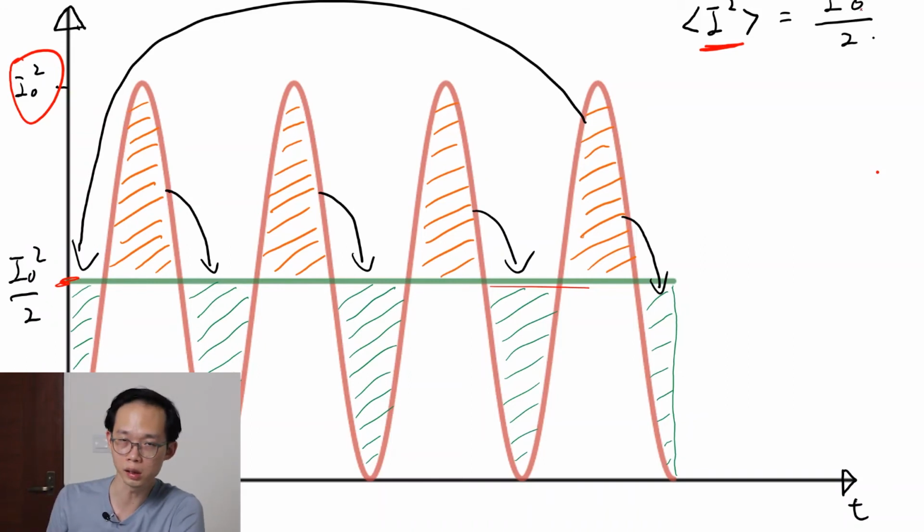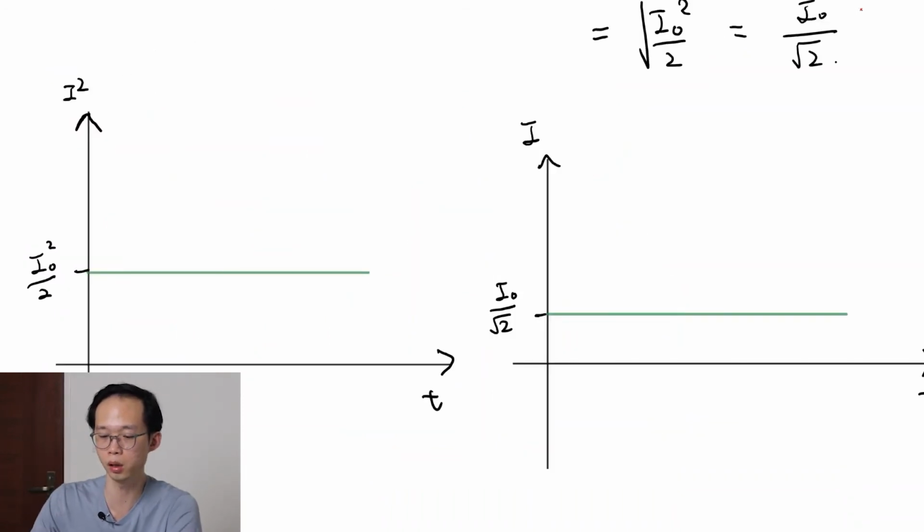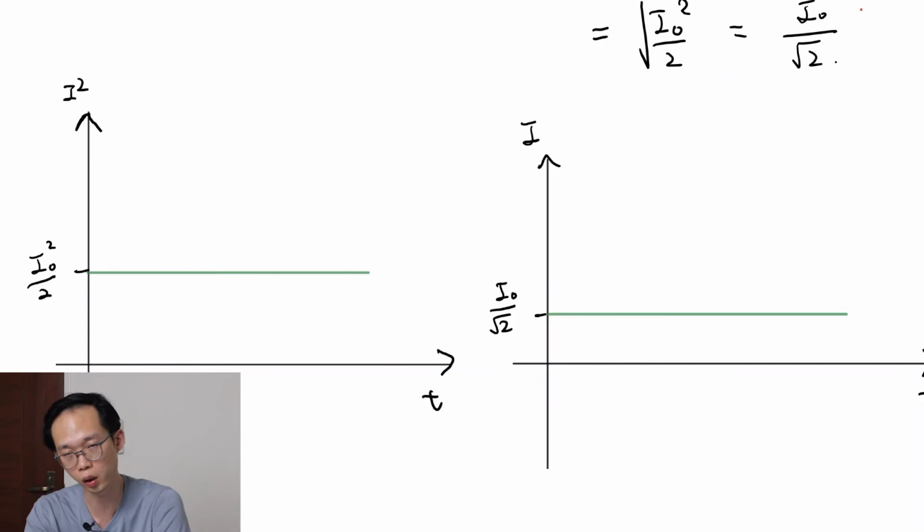So all that remains is the last step. Now that we have the mean square, we want to find the root of the mean square. So we take the previous value and we square root it. We have our mean squared value, I naught squared over 2, and we square root it. This will give us our final RMS value of I naught over square root of 2.